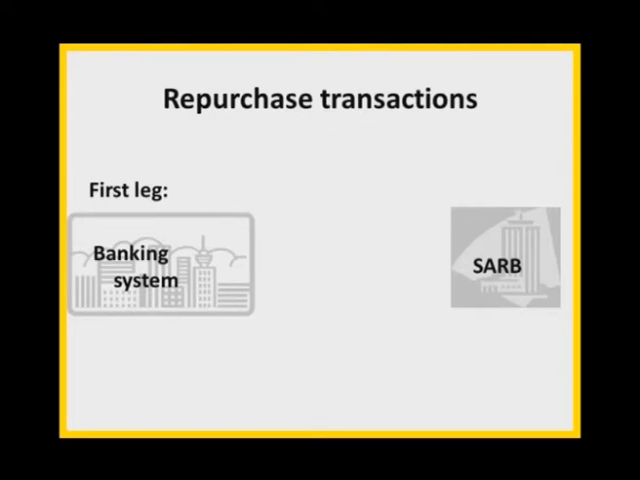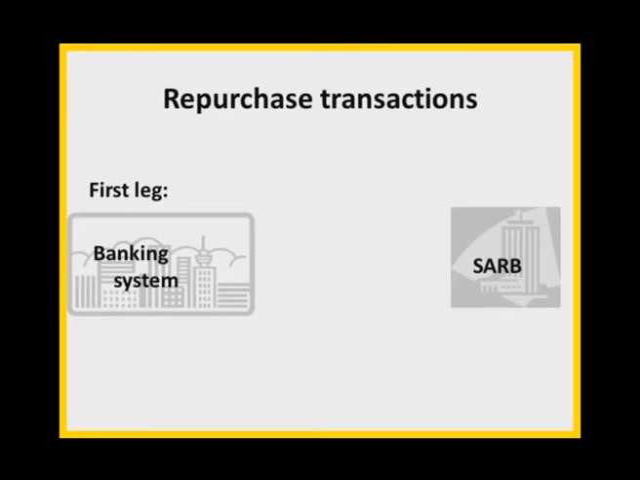In this video clip, we are going to explain to you how repurchase transactions are used to accommodate the liquidity deficit of a bank. Now, if a bank has a liquidity deficit, it can borrow from the Reserve Bank, and the Reserve Bank lends money or cash to the banking system through making use of repurchase transactions. Now, a repurchase transaction will involve two legs.